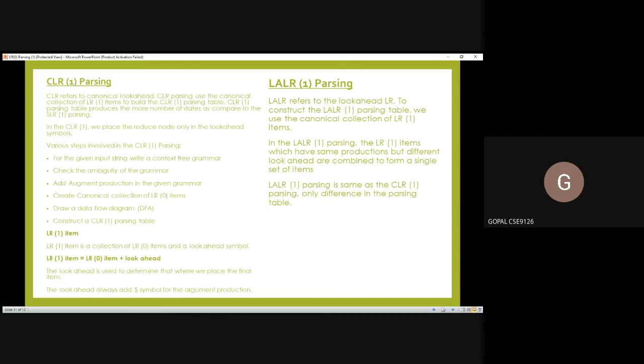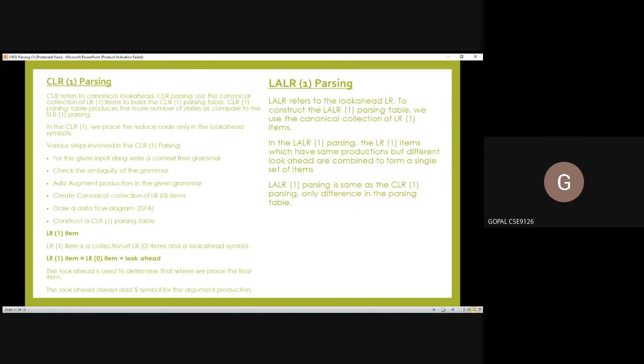Next slide, please. Okay. So CLR1 parsing. CLR refers to canonical lookahead. CLR parsing uses the canonical collection of LR1 items to build a CLR1 parsing table. The CLR1 parsing table produces more states as compared to SLR1 parsing. In CLR1 parsing, we place the reduce move only in the lookahead symbols.